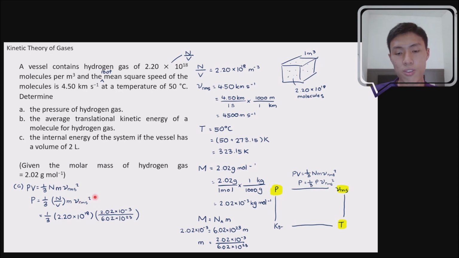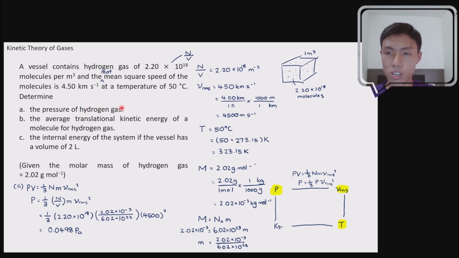Now multiply by VRMS squared. You already obtained the VRMS, 4500, and you're going to square it. From here, if you do your calculation, you get your pressure to be equal to 0.0498 Pascal. So that's how you obtain the pressure of the hydrogen gas.